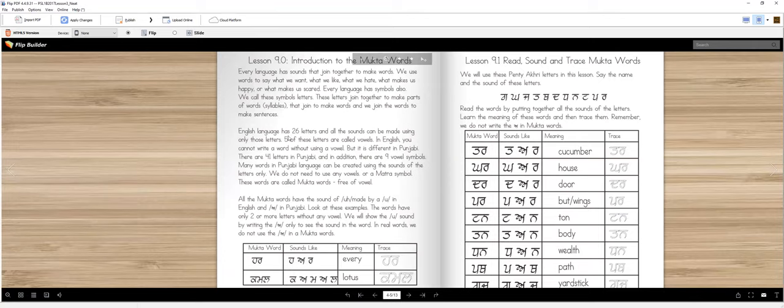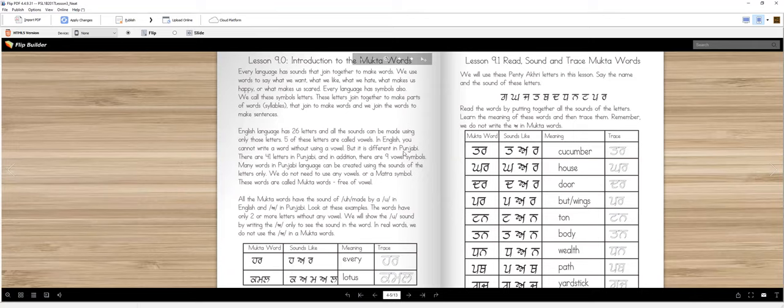English language has 26 letters. You know your ABCs, right? They're 26. And all the sounds can be made using only those letters. Five of these letters are called vowels, A-E-I-O-U, remember? In English, you cannot write a word without using a vowel, not even one word.